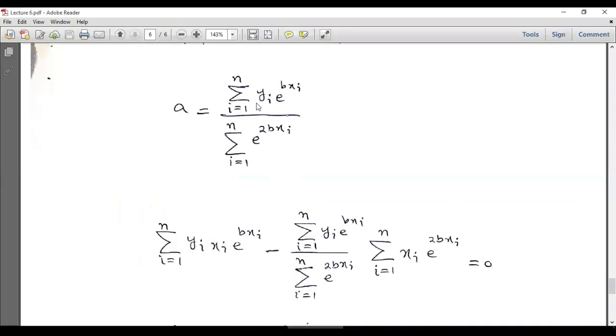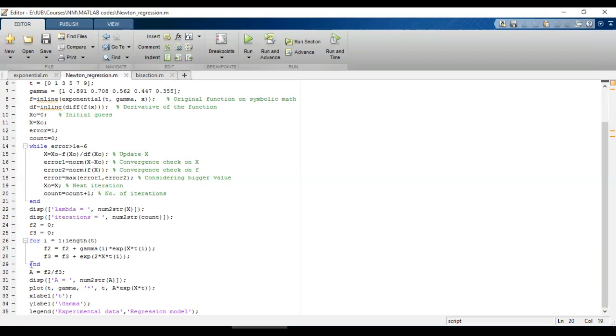So you can see that this is F2 and this is F3, right? So this will give me the value of A, and then I will display the value of A. Then I will plot my experimental data on top of the regression model, and I will make the comparison.